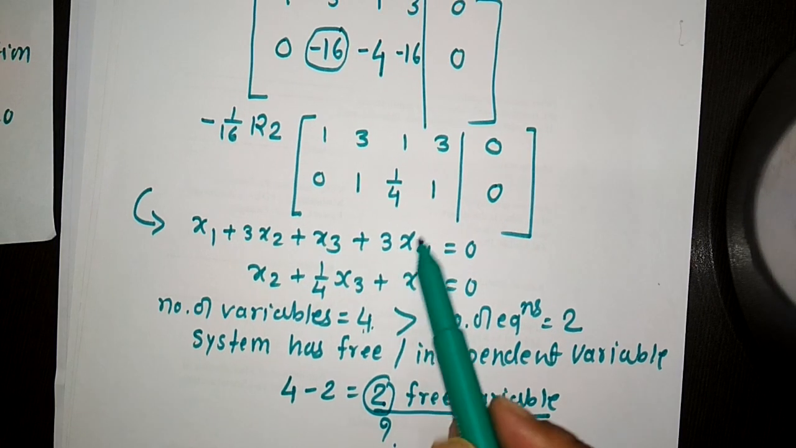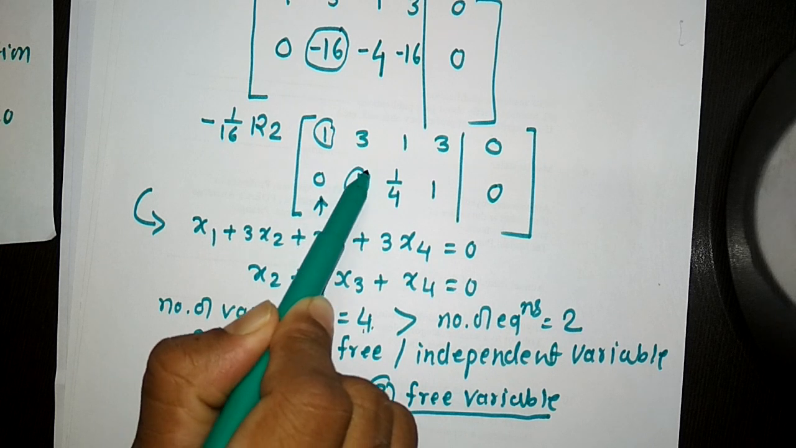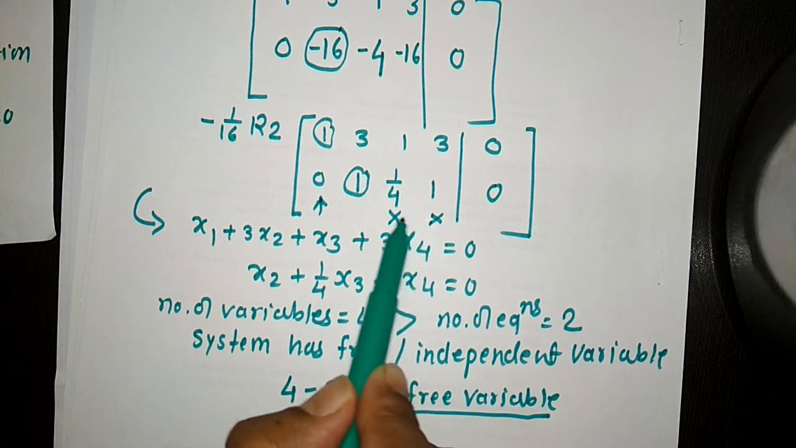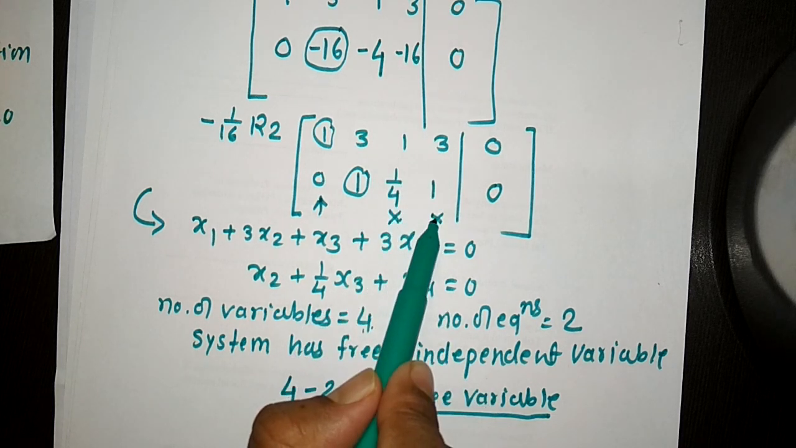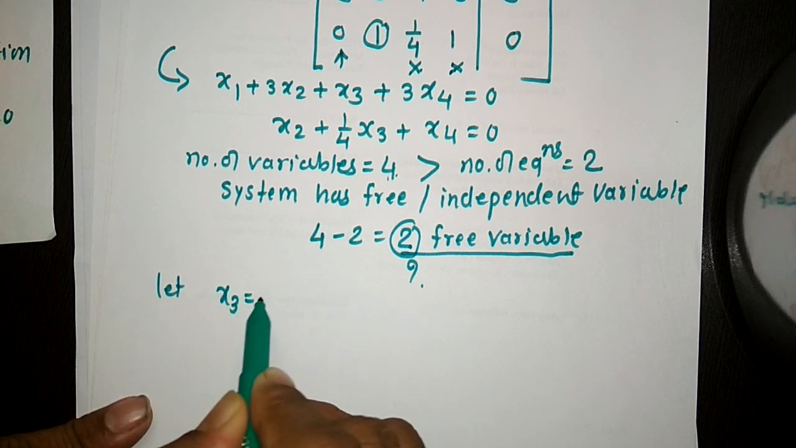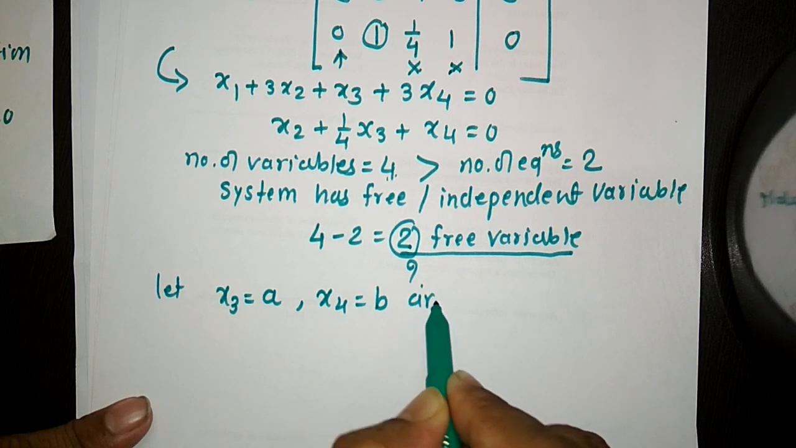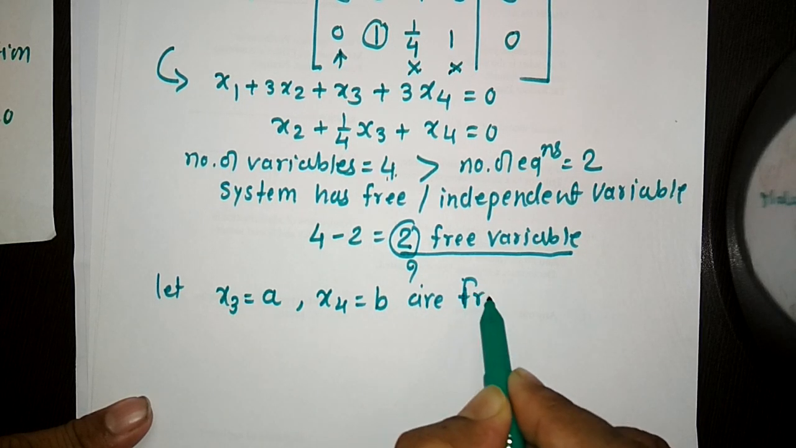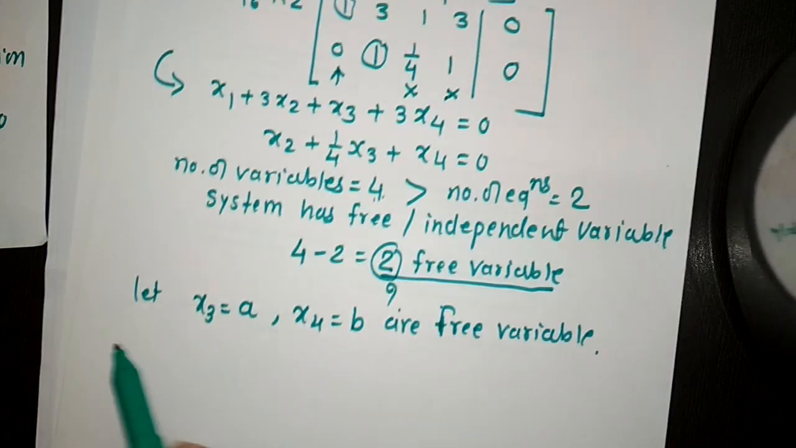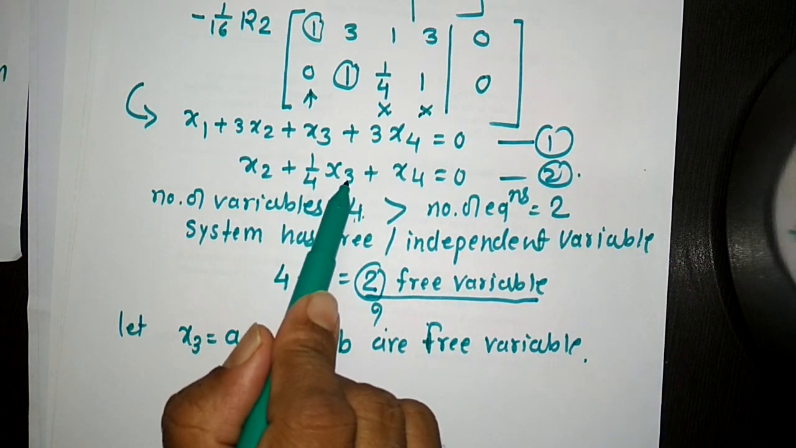But how to identify which variable is a free variable? If you observe the row echelon form, the first column has a leading 1, the second column has a leading 1, the third column does not have a leading 1, the fourth does not have a leading 1. So the corresponding variables x3 and x4 we treat as free variables. So let x3 equal A and x4 equal B be independent or free variables. They take any real number. So I call this equation 1, this is equation 2. So we put the value of x3 and x4 here.